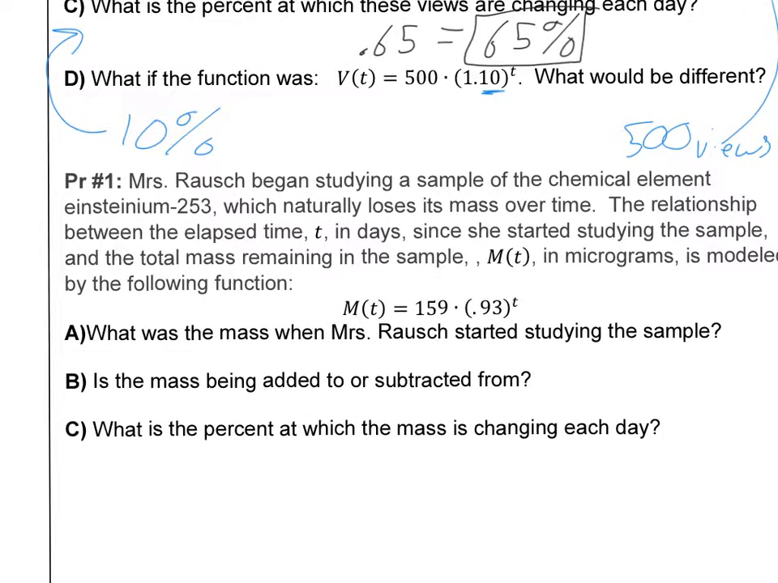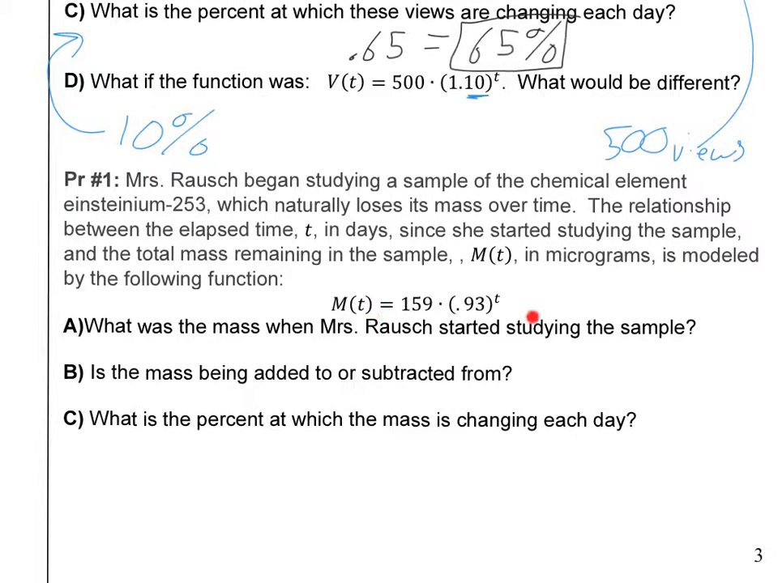Okay. This says Miss Rausch began studying a sample of the chemical element Einsteinium, number 253. And this chemical element naturally loses its mass over time. The relationship between the elapsed time t in days since she started studying the sample and the total mass remaining in the sample, m of t, is in micrograms, is modeled by the following function. Okay, so we have this function telling us about how this decay is happening.